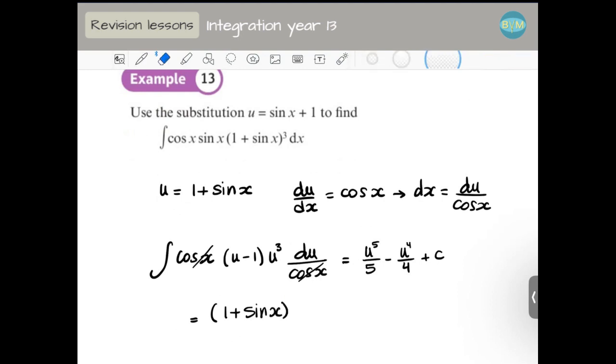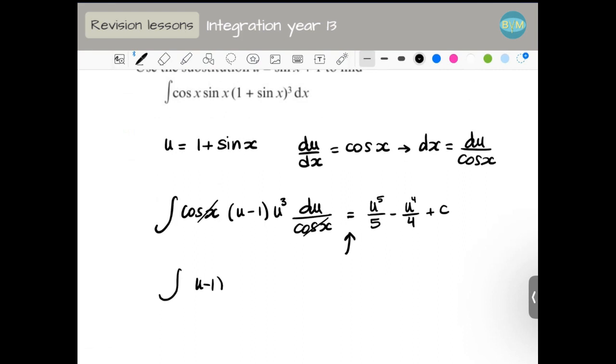Okay, I was skipping steps. So you have canceled your cos, and then you have u cubed. So you are integrating u minus 1 multiplied by u cubed du. I expanded the brackets, so I have u to the power of 4 minus u cubed du. And that's where this comes from. So the integral of u to the power of 4 is u to the power of 5 divided by 5. Yeah? I was just skipping.